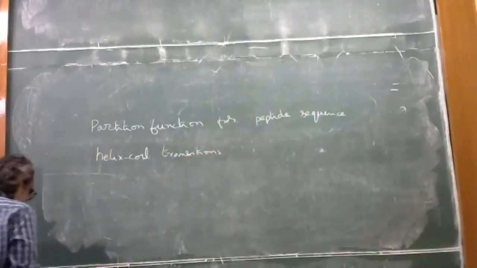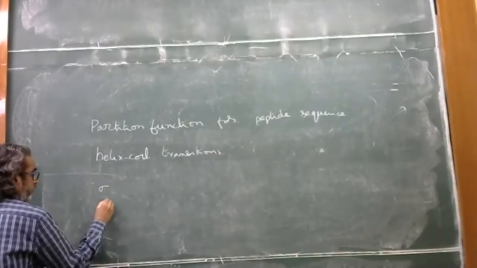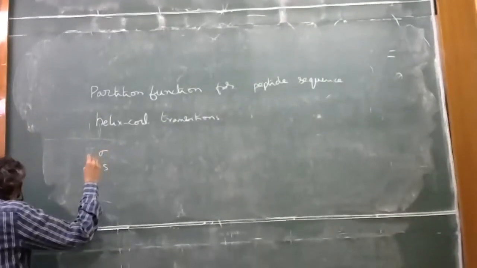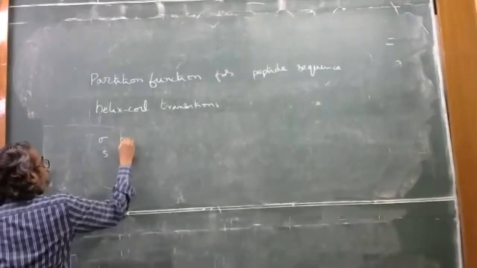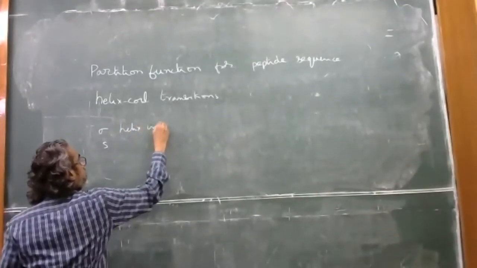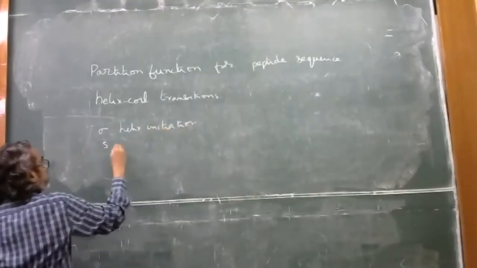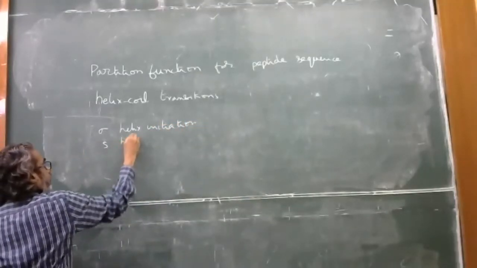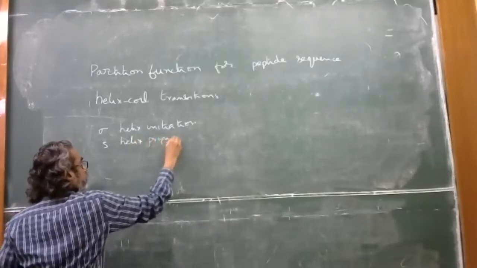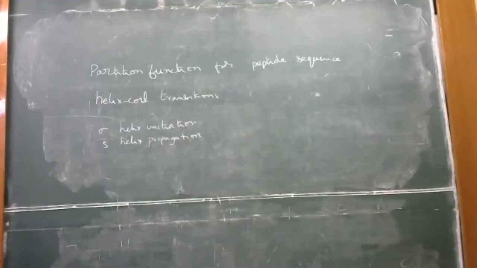Okay, so now you are familiar with the terms sigma and S. Sigma is basically for helix initiation, and S is for helix propagation. Right? So these are the elementary weights.